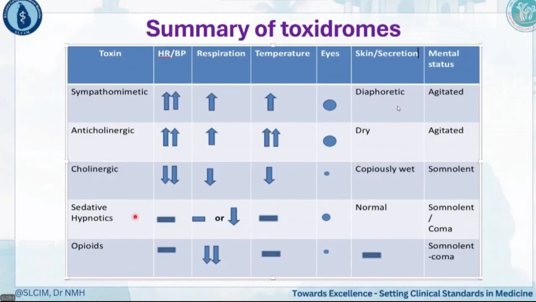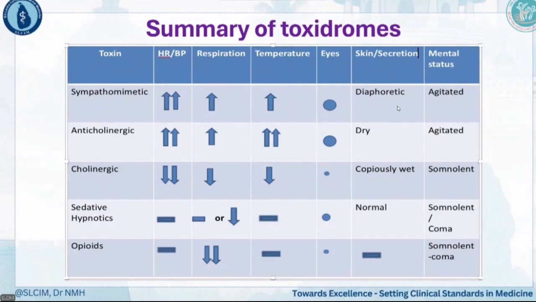The same applies for the sedative hypnotics and opioids. As you can see, respiration is more depressed in opioid toxidrome, as well as small pupils, and somnolence is common to both. Okay, and the cholinergic is quite the opposite of anticholinergic toxidrome, where the heart rate and the blood pressure are low, respiration is low, temperature is low, small pupils, miosis, and copiously wet skin with somnolent features.